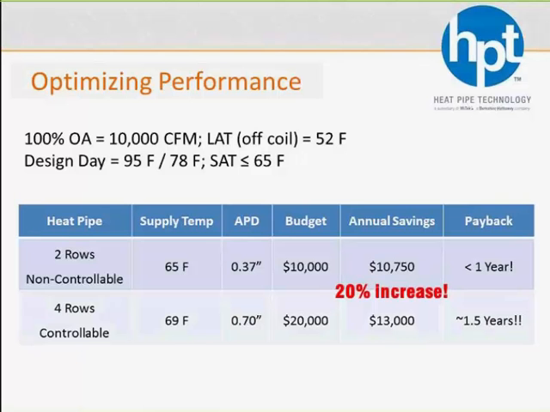So don't just look at it as getting free reheat and sizing it at full load. Focus on that part load. Really optimize what you can get out of it.